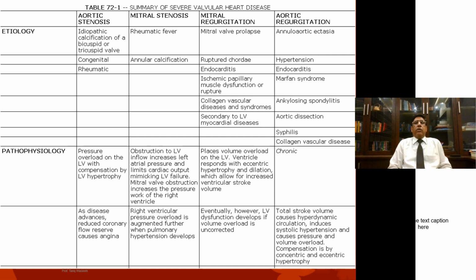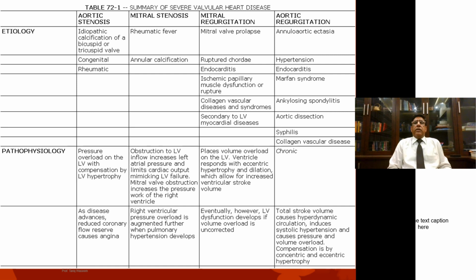As far as etiology goes, aortic stenosis, as I said, is more commonly idiopathic calcification of a bicuspid or tricuspid valve, or maybe congenital, and sometimes it is rheumatic. Etiology of mitral stenosis more commonly is rheumatic endocarditis following a sequel of rheumatic fever, and there can be calcification of the annulus of the mitral valve. This annular calcification is a more common reason for stenosis in relatively older or middle-aged persons.